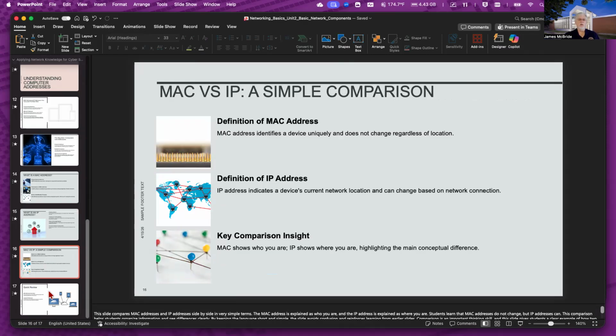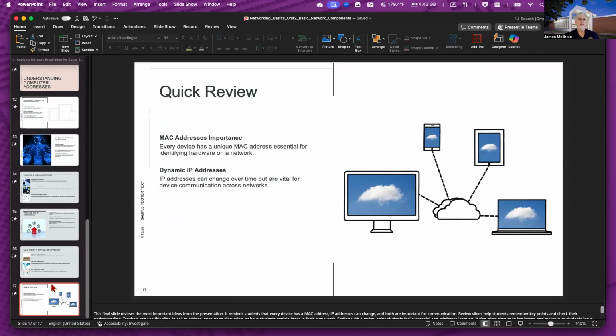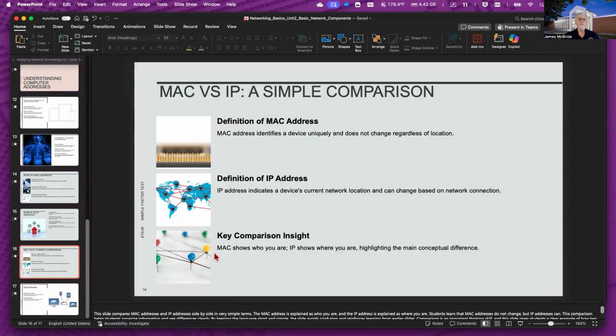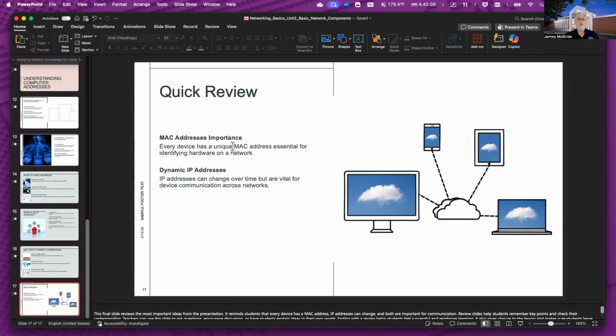This is a good comparison. MAC addresses show who you are, IPs show where you are. So that's really the main difference between them. Let's take a look at what an IP address looks like just briefly, just so you can see what IPv4 and IPv6 look like. But basically, that's the difference. You've got to have both of them.